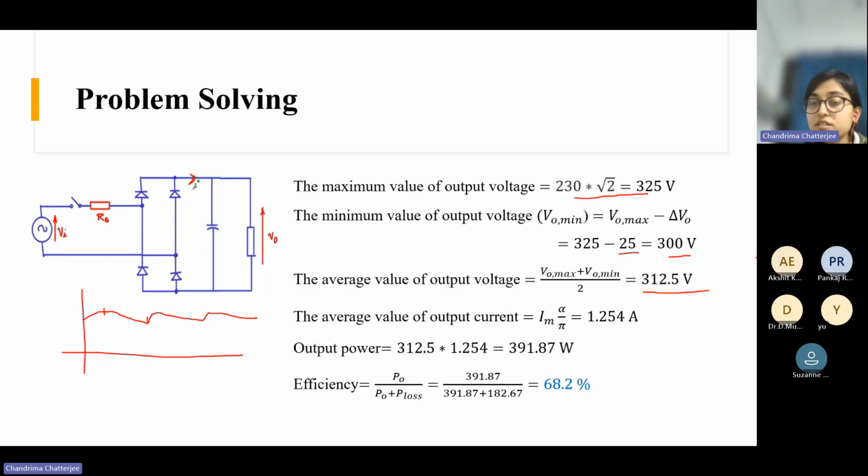So if we have the average current, and we have already calculated the voltage, the output power is the multiplication of voltage and current, 391 watt. And the efficiency is output power by output power plus loss. So this is the input power, loss plus output power, and this is 68.2%. This is the efficiency of the system.